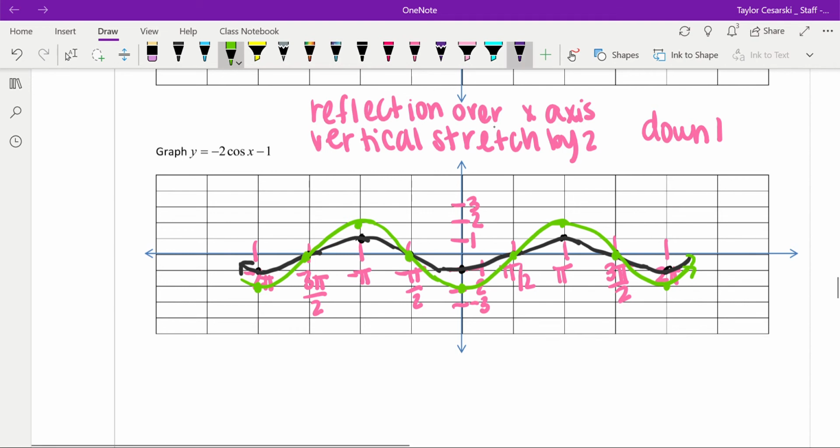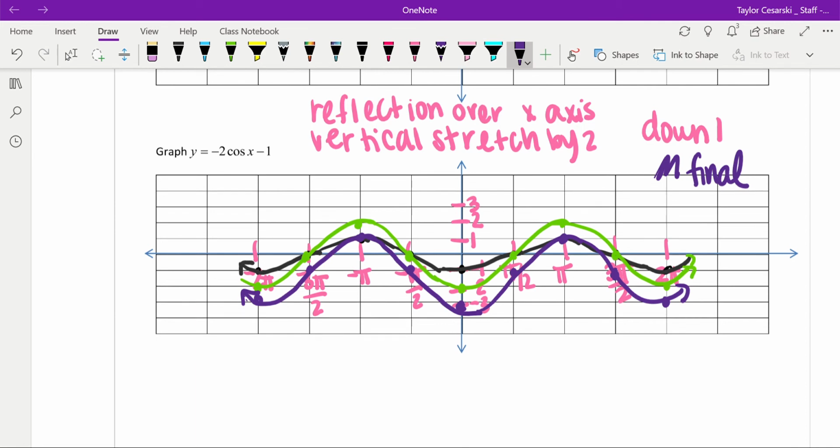And lastly, we're going to take everything and move it down 1. So this guy's going to go down to -3. And keep going. So you got a lot more going on in this one. And we're going to indicate on that one. Since we have a lot going on, which one is our final?